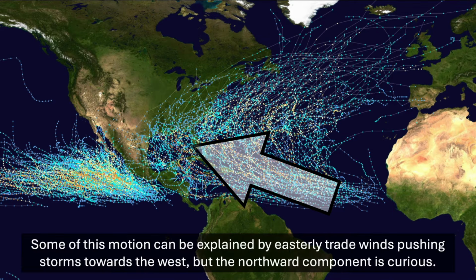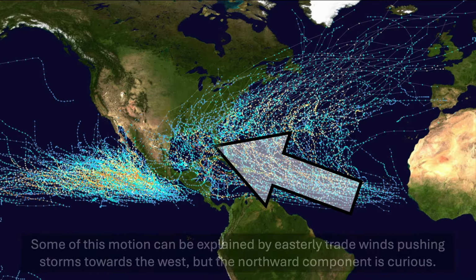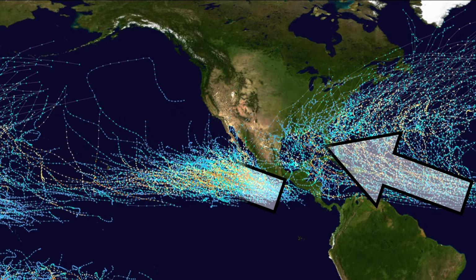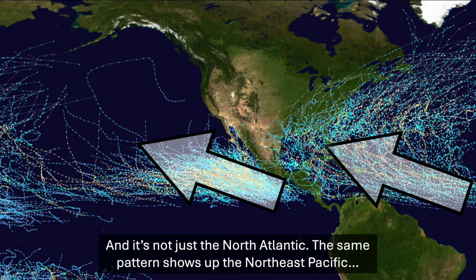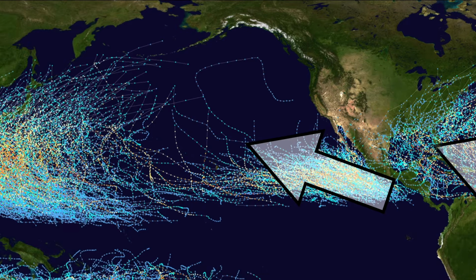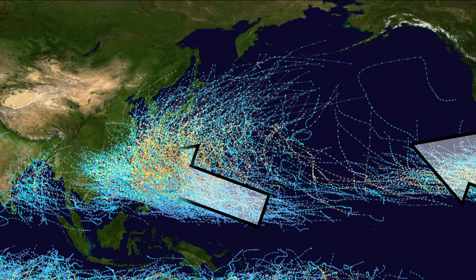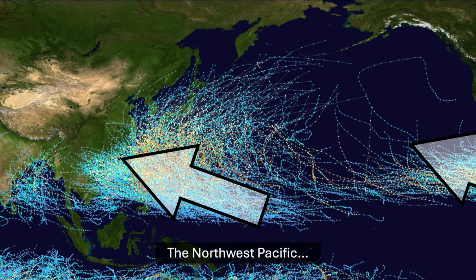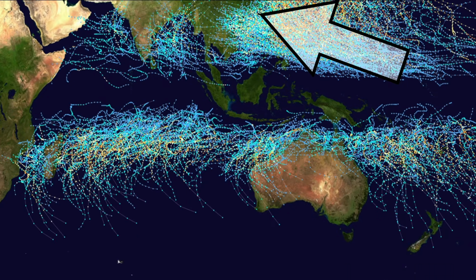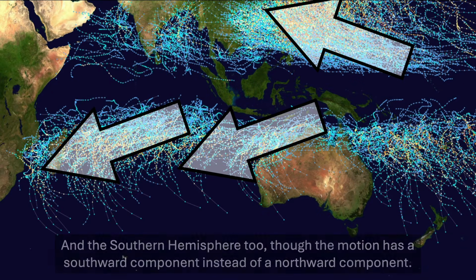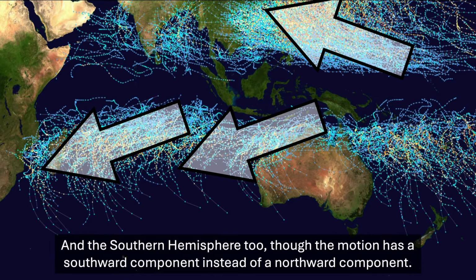Some of this motion can be explained by easterly trade winds pushing storms towards the west, but the northward component is curious. And it's not just the North Atlantic. The same pattern shows up in the Northeast Pacific, the Northwest Pacific, and in the Southern Hemisphere too, though in this case the motion has a southward component instead of a northward component.